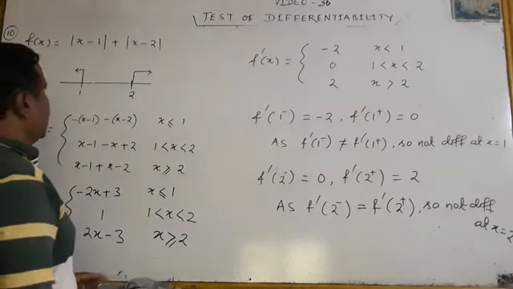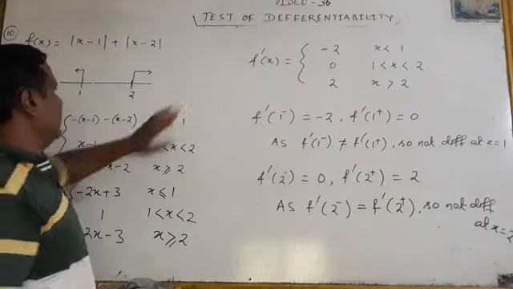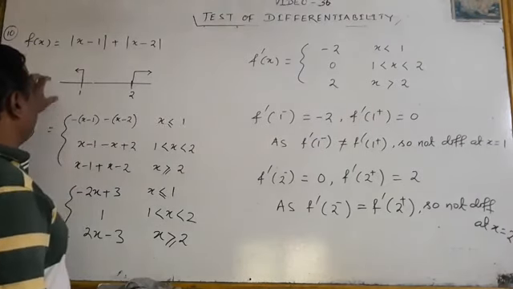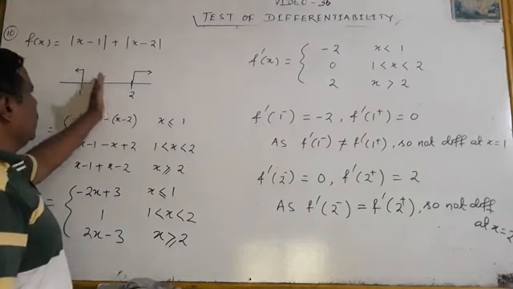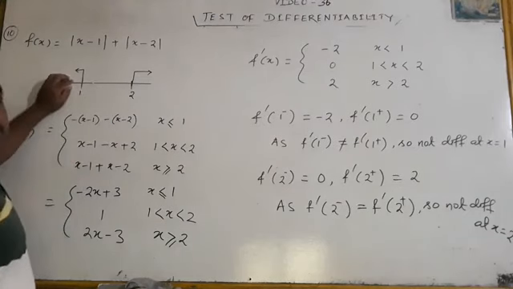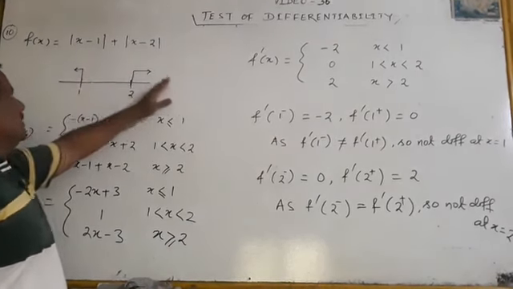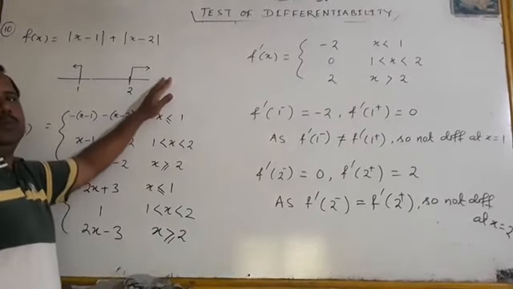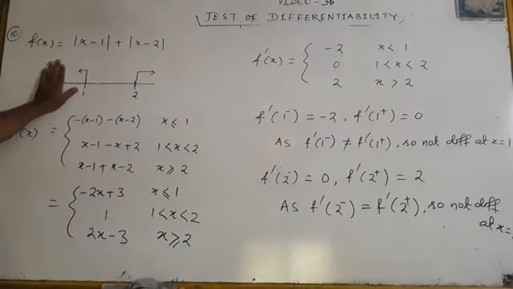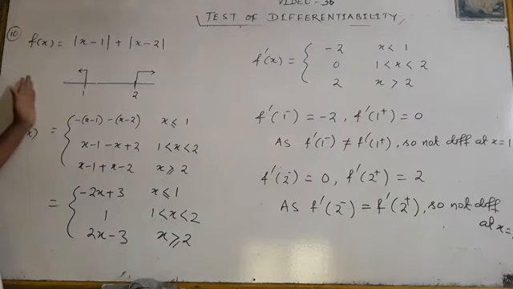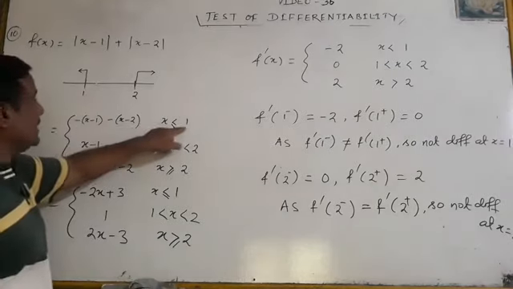Mark it x = 2. Now make a number line. How many parts are there? 3 parts: part 1, part 2, part 3. In the first part, x is less than 1. In the second part, 1 is less than x is less than 2. In the third part, x is greater than 2. For the extreme left part, x is less than 1.